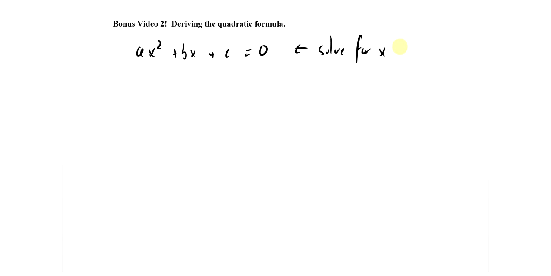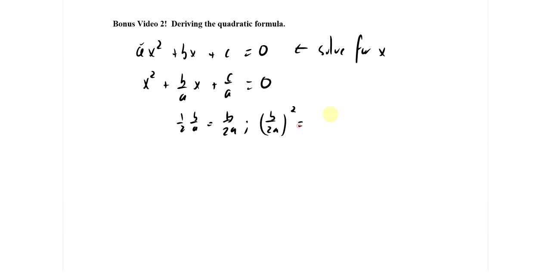What do we need to do to complete the square when the coefficient of x squared is not 1? Well, divide through by a to get a coefficient of 1 on that side. Notice that when I divide 0 by a, I still get 0. Great, so I need half of this. Half of b over a equals b over 2a. b over 2a quantity squared equals b squared over 4a squared.